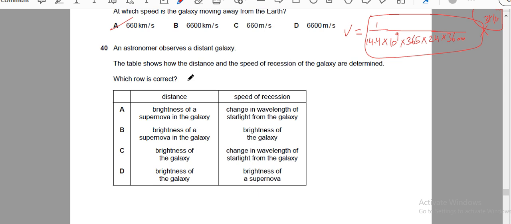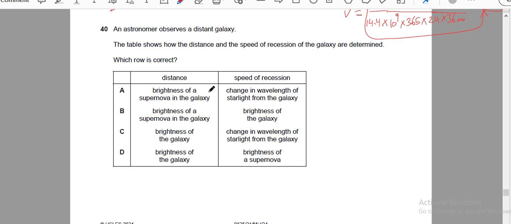Astronomer observes distant galaxy. Table shows distance and speed of recession. Distance, brightness of supernova in the galaxy, and the speed changes in wavelengths of starlight from galaxy, which is correct.